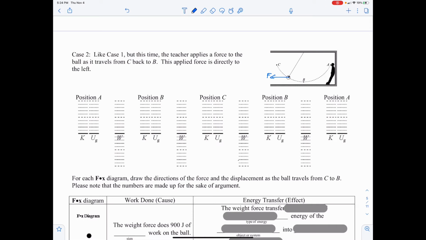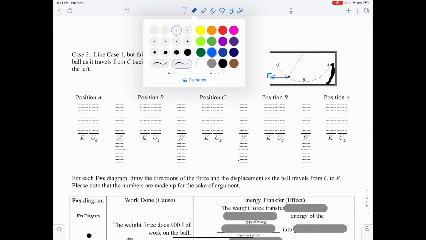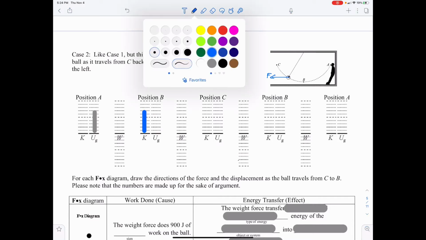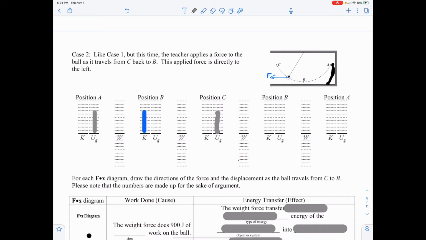Well, what's going to happen there? Well, from A to B to C, everything is going to be exactly the same way it was in the previous problem. So we start with gravitational potential energy. This converts to kinetic energy at the lowest point, which is point B. This converts back to gravitational potential energy at point C. Now, when the ball is swinging from point B to point C, work is done.